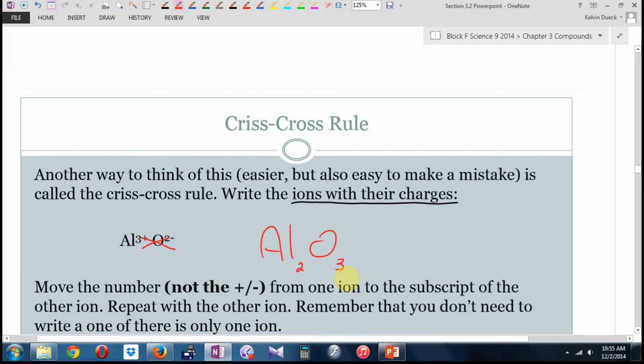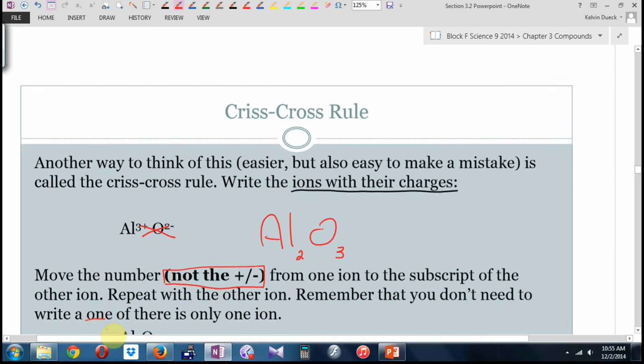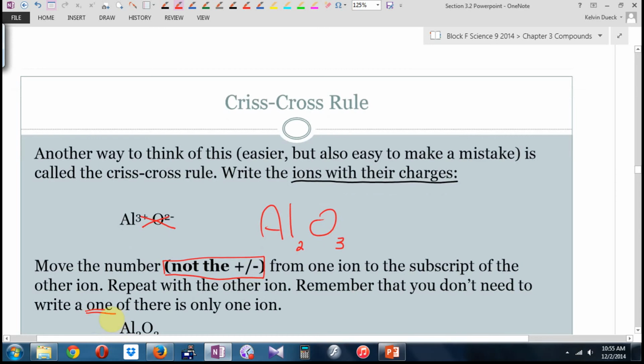Then repeat with the other ion. So remove the number, but don't put a positive or negative, from the charge of one ion to the subscript. Remember, subscript is a small number written below and to the right. Remember, you don't need to write a 1. It's not wrong, but you don't need to.